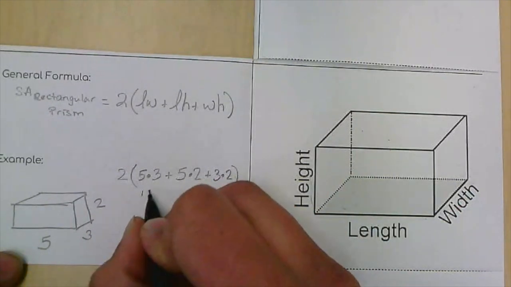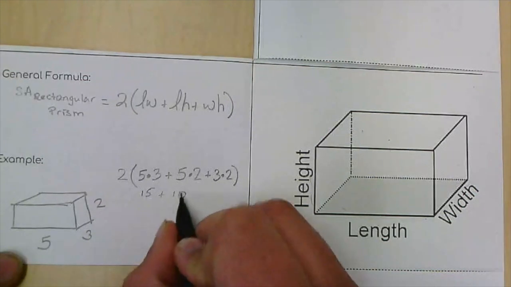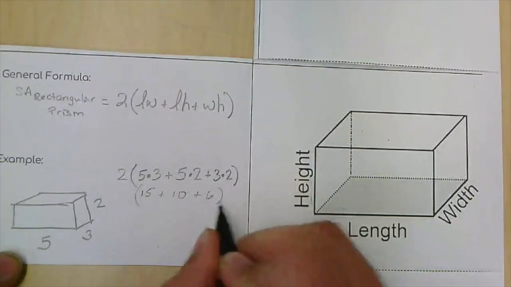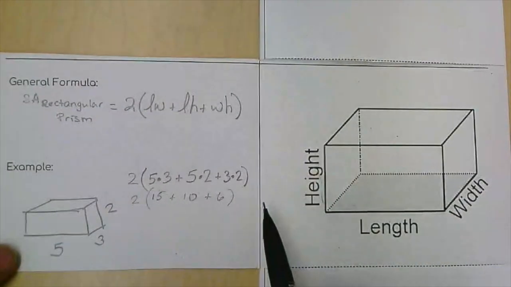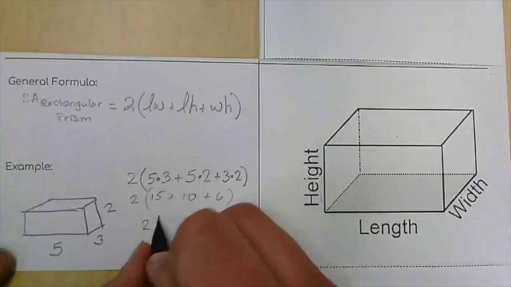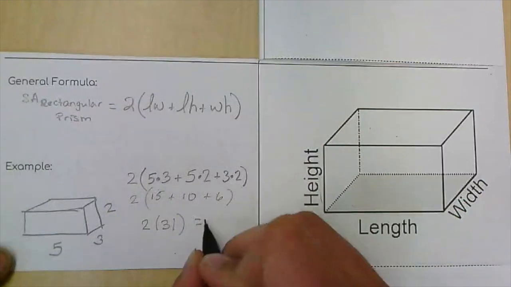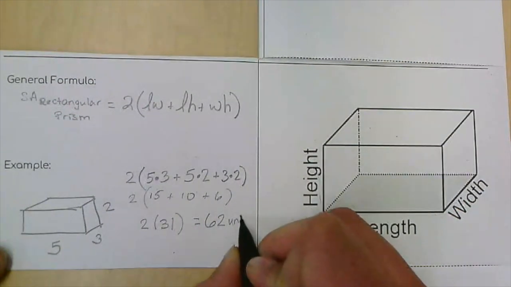So 5 times 3 is 15. Adding that to a 5 times 2 is 10. Adding that to a 3 times 2 is 6. That's still in parentheses. Now we'll add these all together here. That's going to give us a 2 times 31. And 2 times 31 is 62. And then it would be units squared.